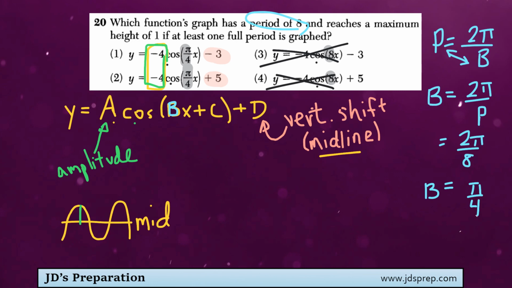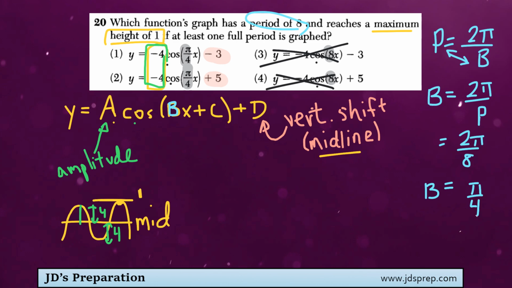Because graphically, that means the distance from here to here is 4, as well as the distance from the midline to the minimum value is a distance of 4. Now, because we want the graph to have a maximum value or a maximum height of 1, that means we know the y value at the max is 1. So this line here is 1.